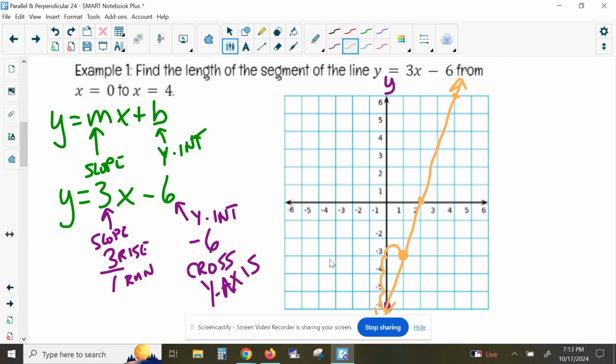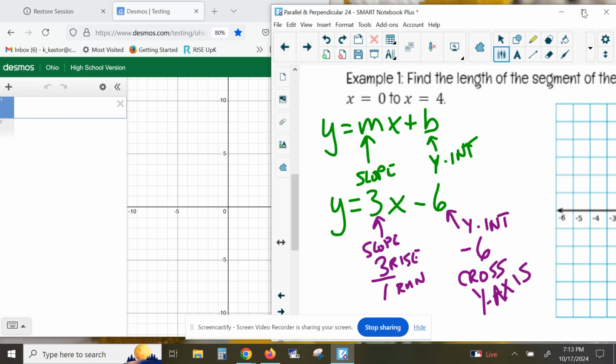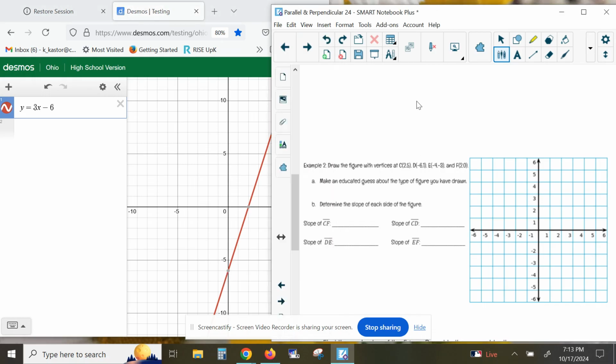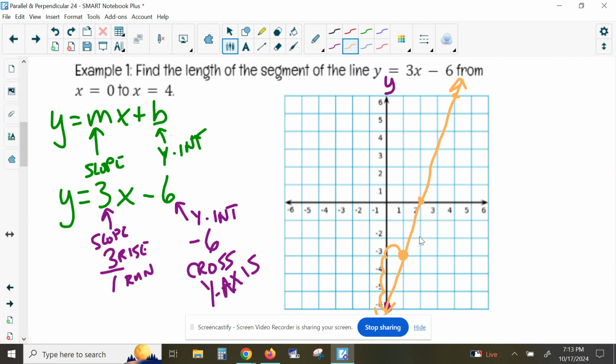Now I didn't have to graph that by hand. I could have simply typed this into Desmos and done y equals 3x minus 6. And I could have also drawn the picture by looking at this graph. It crosses at 2. And it crosses down at negative 6, which is what happened on my graph. So you don't have to graph by hand. You can use Desmos if you'd like.